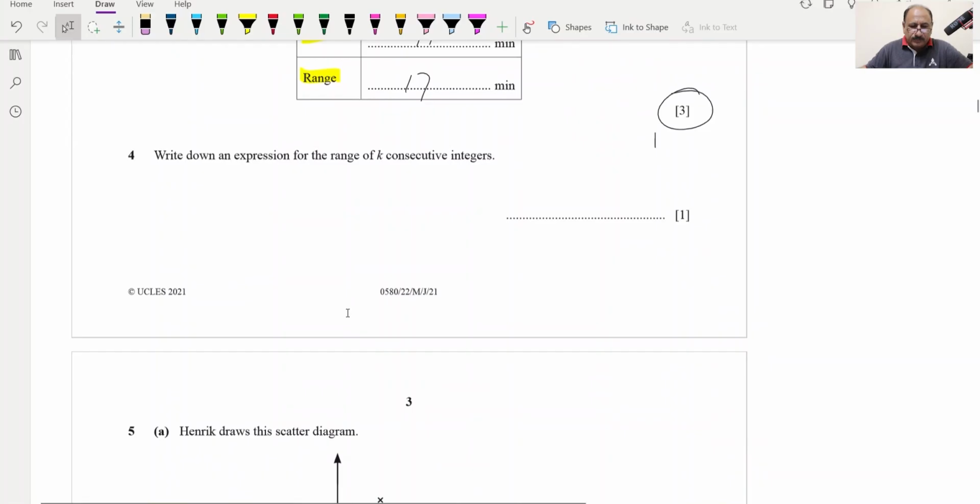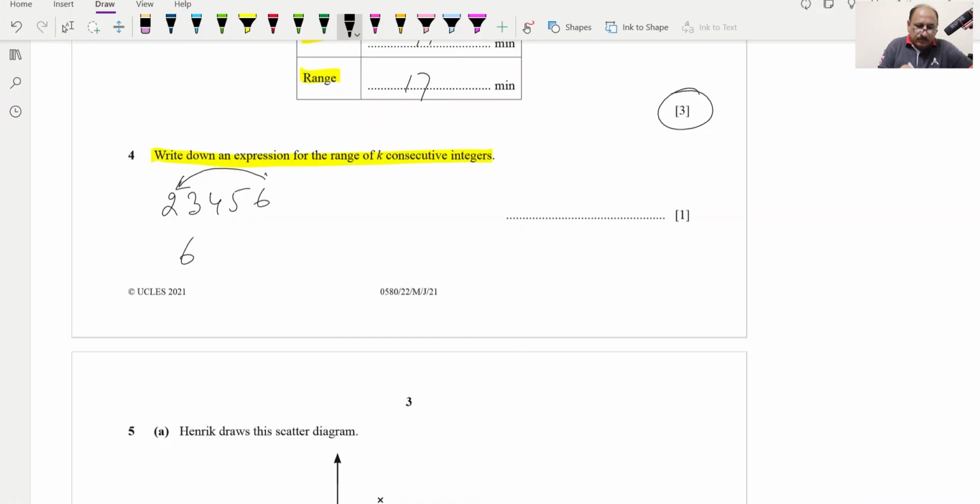Then write down an expression for the range of k consecutive integers. So what are consecutive integers? For example, we can write 2, 3, 4, 5, 6 or something like that. And what will be the difference between them? The difference between them means maximum minus minimum. So 6 minus 2 will be equal to 4.